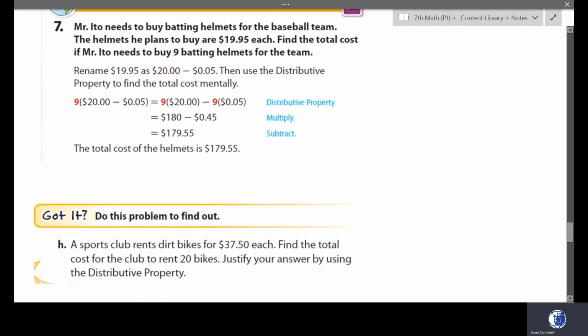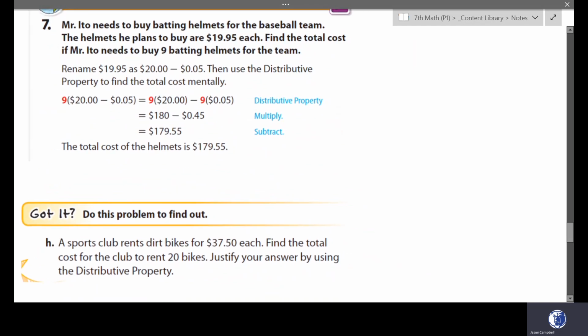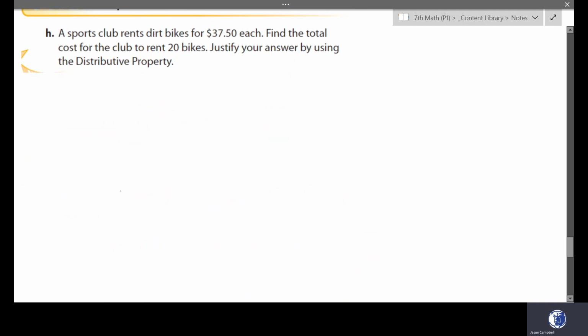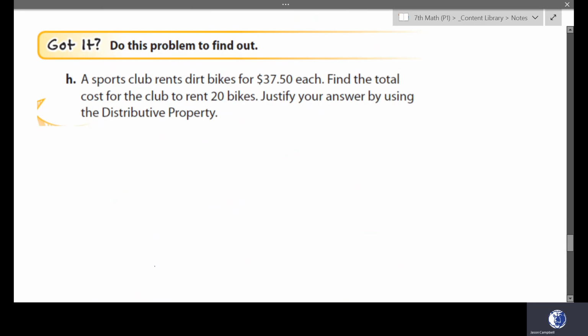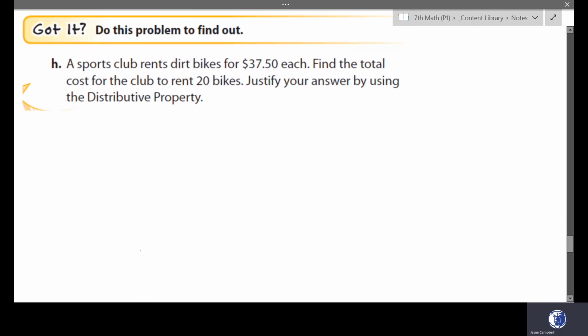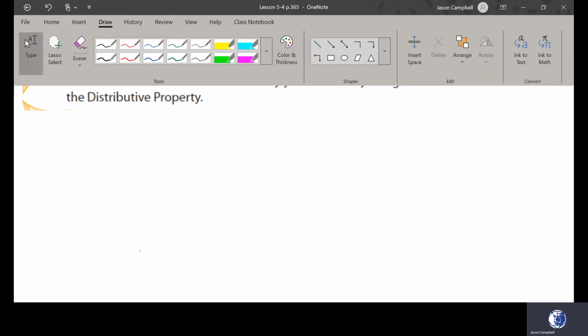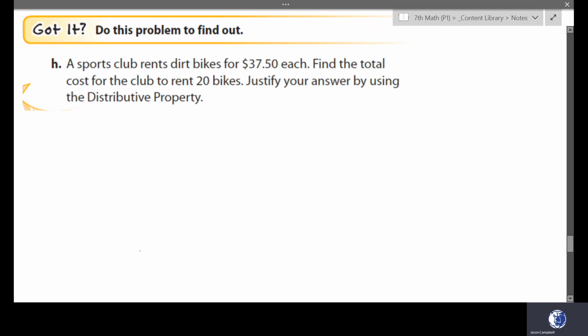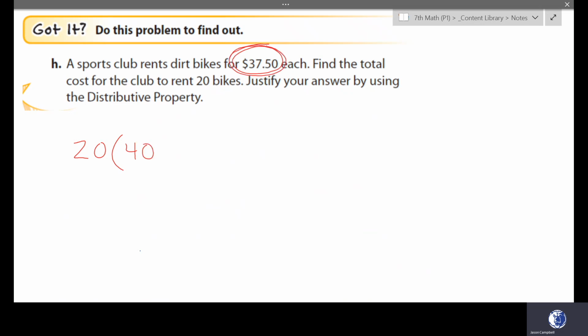Go ahead and try got it H, and then resume this video when you're done. Got it H says, a sports club rents dirt bikes for $37.50 each. Find the total cost for the club to rent 20 bikes. Justify your answer by using the distributive property. So 20 bikes, and we need to multiply that by $37.50. So that's almost $40. So let's do $40, subtract $2.50.